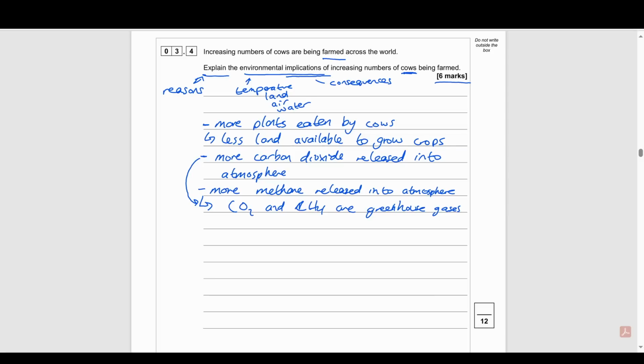And what are greenhouse gases now? They are gases that would cause the trapping of radiation in the atmosphere. And what that will lead to, it will lead to global warming. So if there are these greater amounts of carbon dioxide and methane, that would mean that the effect of global warming will be greater. Remember that global warming is the average increase in the global temperature of the Earth.